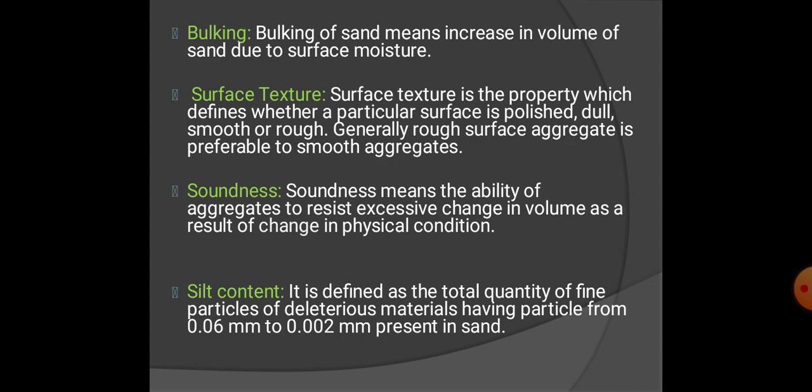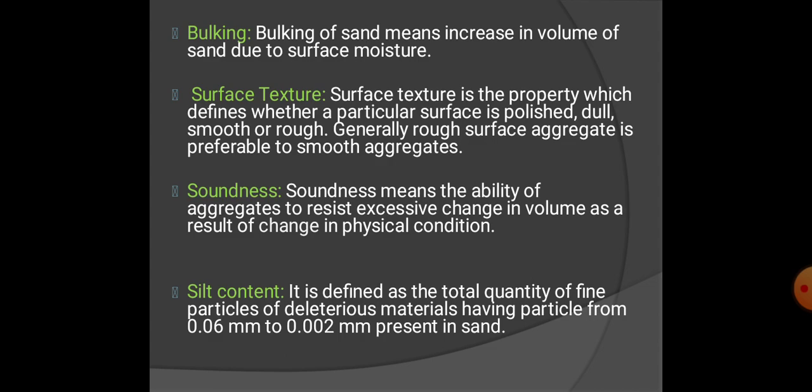Okay, the next point is surface texture. So surface texture is a property which defines whether a particular surface is polished, dull, smooth or rough. Generally, a rough surface aggregate is preferable to smooth aggregate.